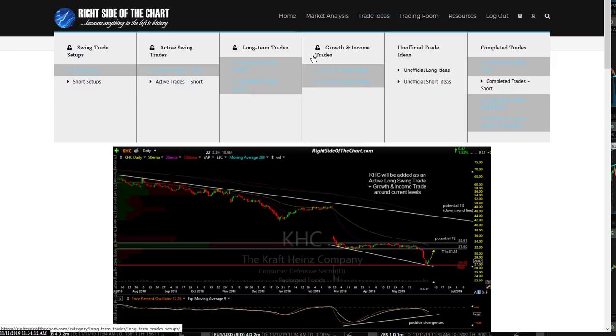Okay, so there it is. These are your official trade categories. Now, I want to add to this. Usually, although not always, typically these are the trades that I have the highest degree of confidence in. But that's not always the case.